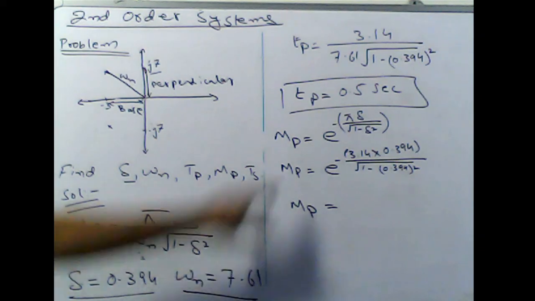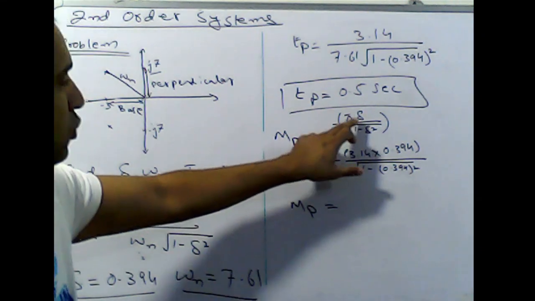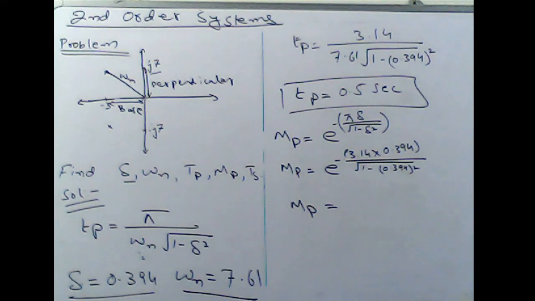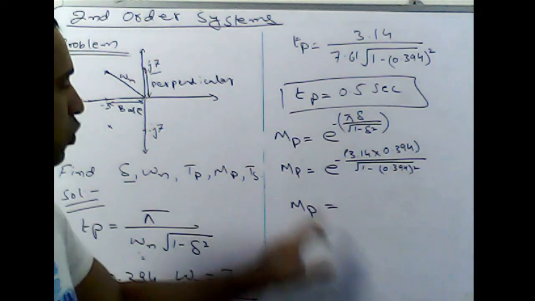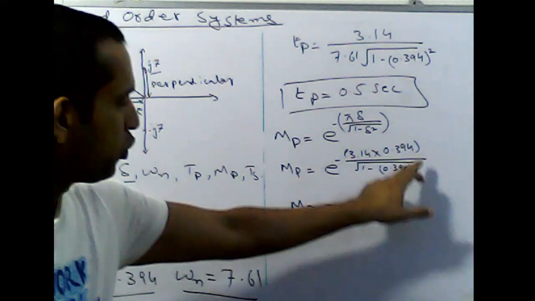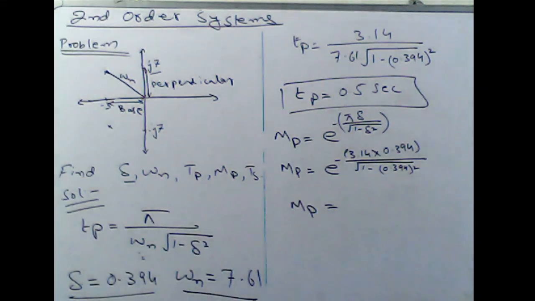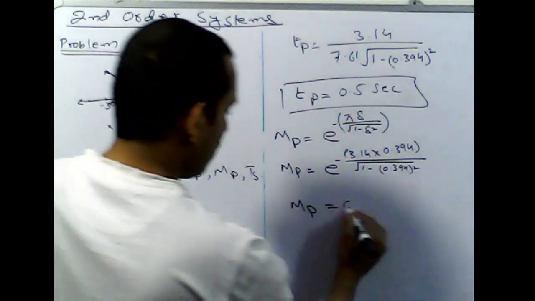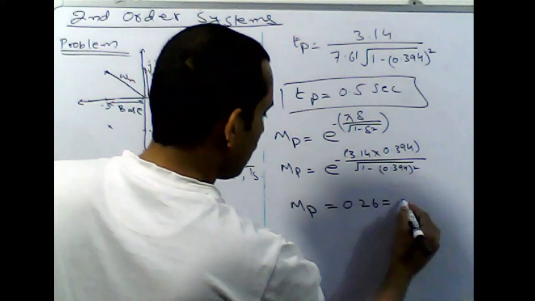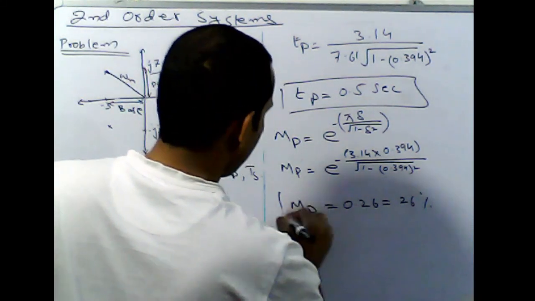So by putting the value of zeta here, we can calculate maximum overshoot from this equation. The maximum overshoot in our case is 0.26 or 26%.